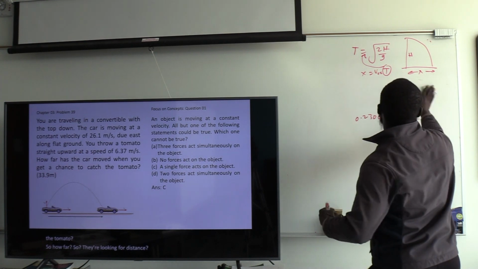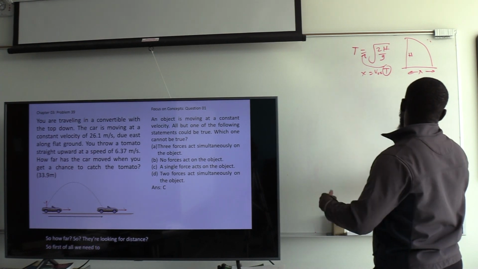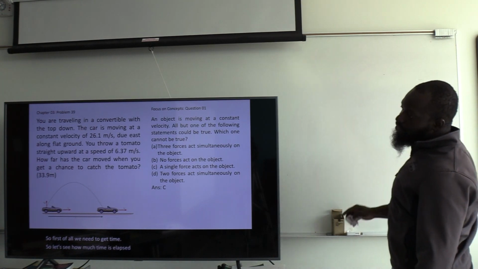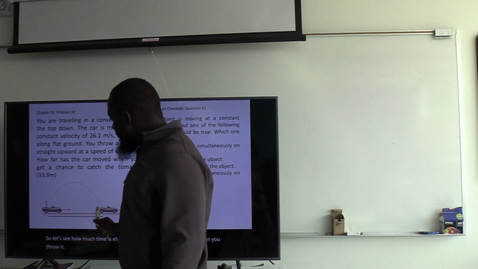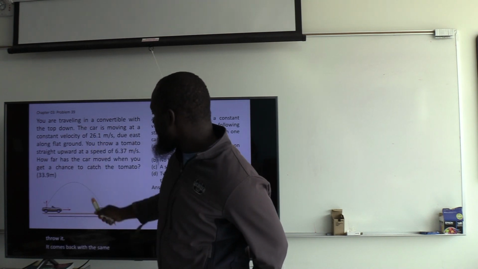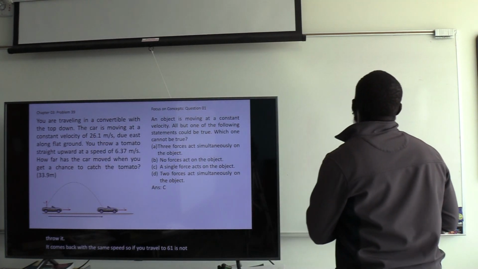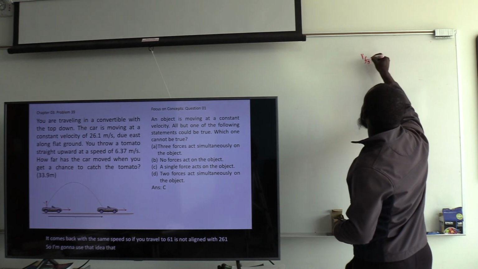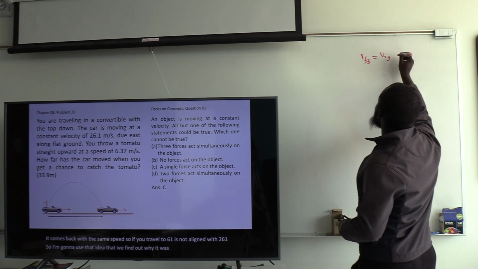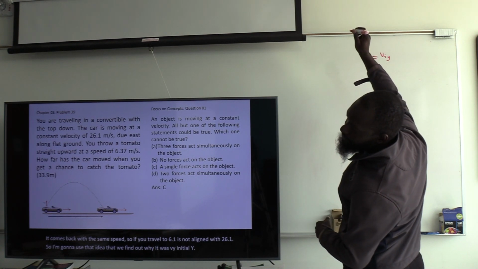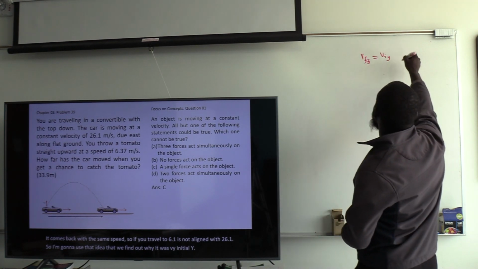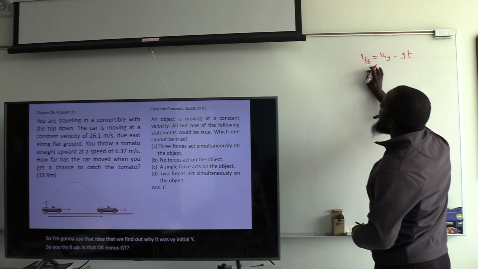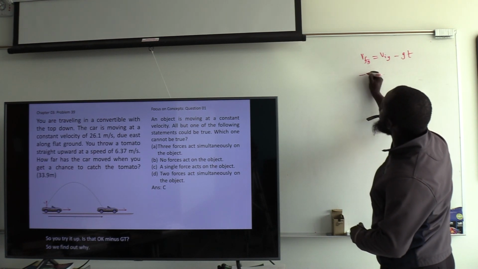So first of all, we need to get time. So let's see how much time has elapsed from when you throw it. When you throw it, it comes back with the same speed. So I'm going to use that idea that v final y equals minus v initial y. So you throw it up. Is that okay? Minus g t.